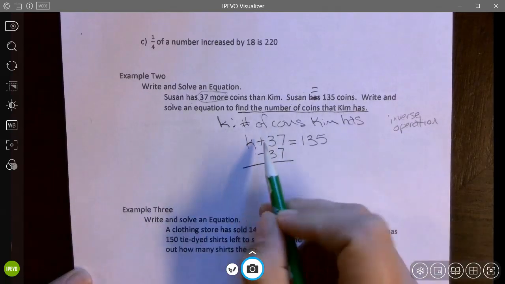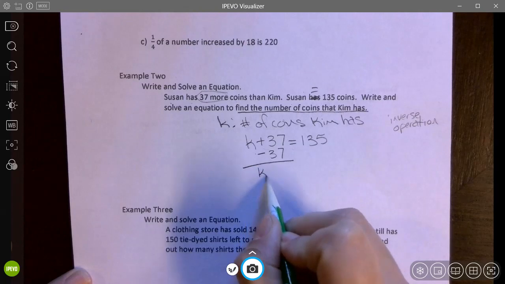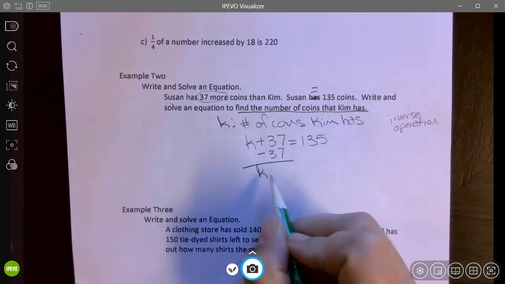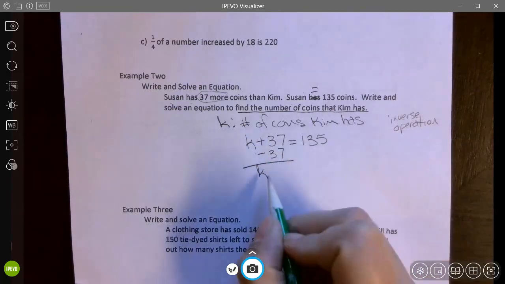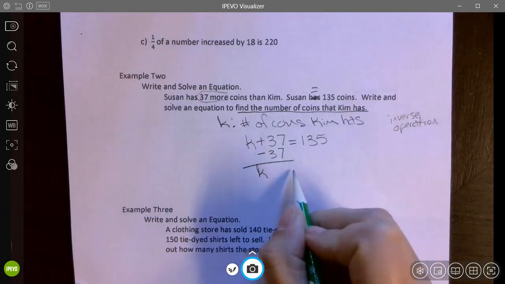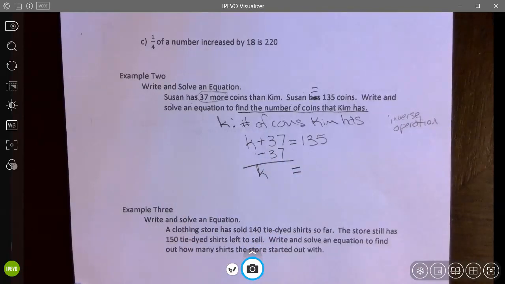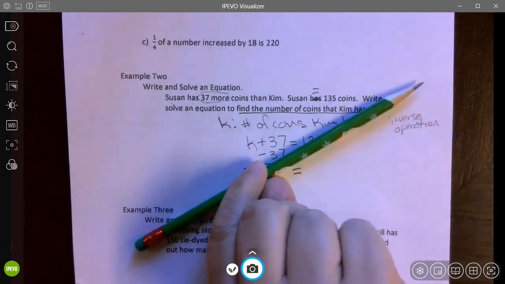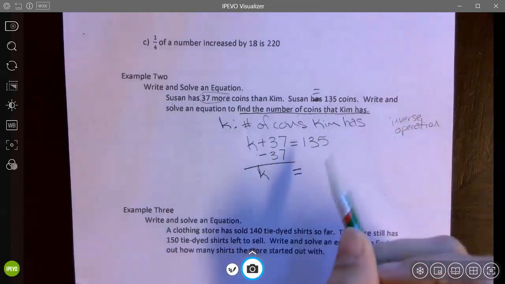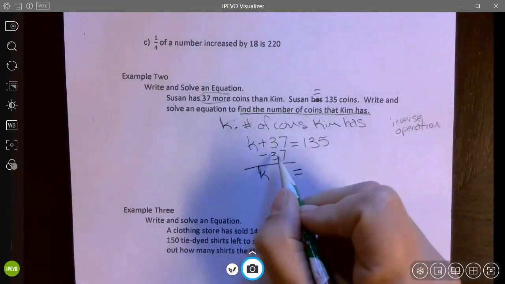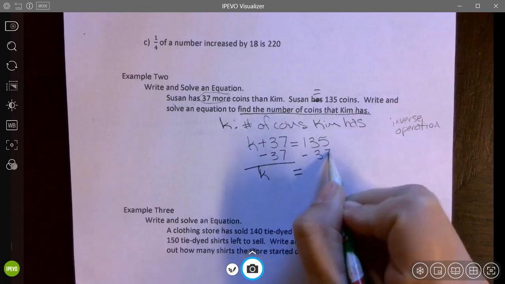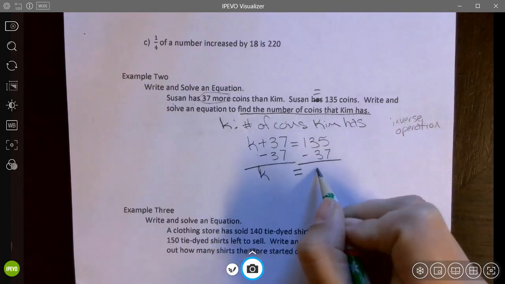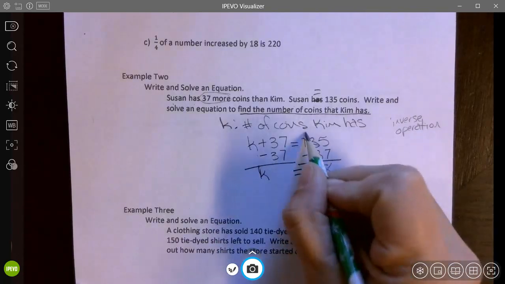So if I do this, k, nothing happened to k. K is still k. But if I had 37 and I took 37 away, wouldn't that give me 0? Do I have to put plus 0? I don't want to put plus 0. I'm just going to leave it. Well, now I've made it unbalanced. It was balanced, but now I've made it unbalanced because I took the 37 away. So because I took the 37 away from one side, I'm going to have to take the 37 away from the other side. When I do that, it's going to equal 98.